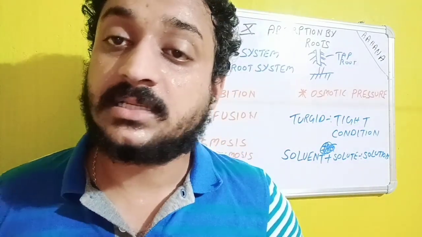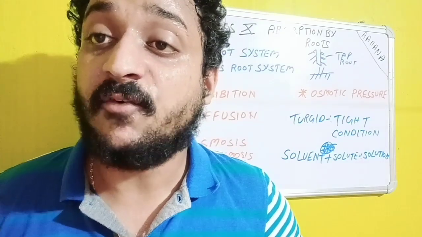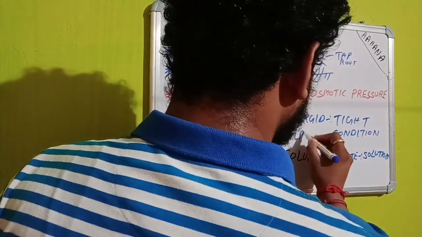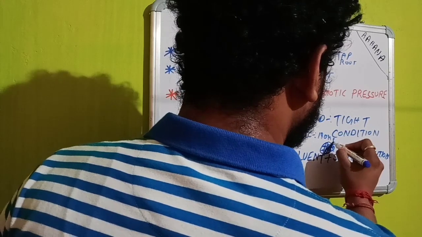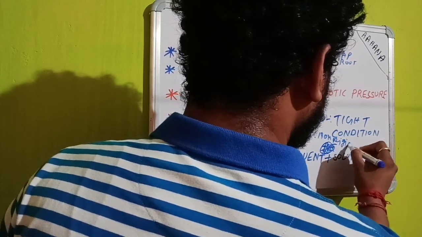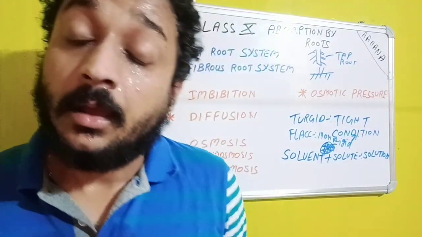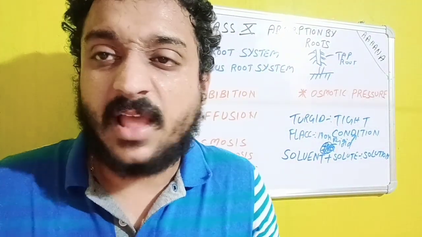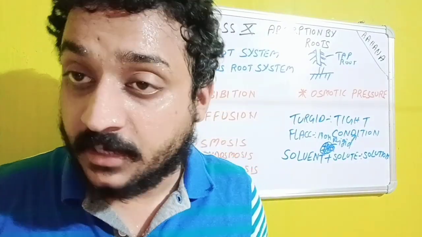When the guard cell is turgid, when the guard cell is tight, the stomata open. When the guard cell is flaccid, the opposite of turgid, flaccid means a non-rigid condition. You can write non-rigid condition. That is the flaccid condition. So the opposite of turgid is flaccid. At night time, the guard cells are flaccid, so there is no opening of stomata. Stomata will never open at that time.